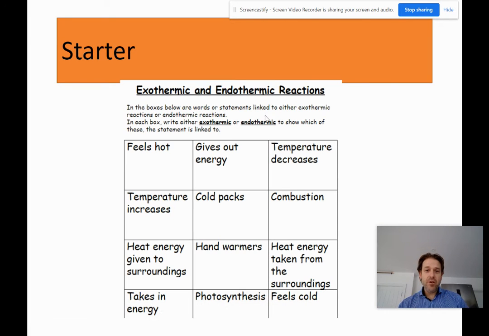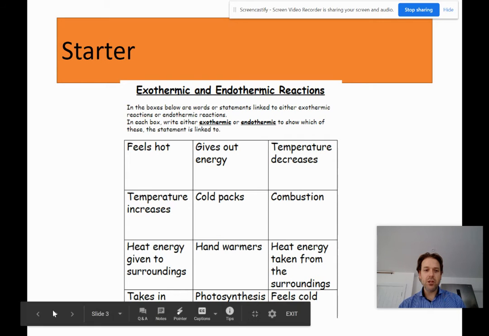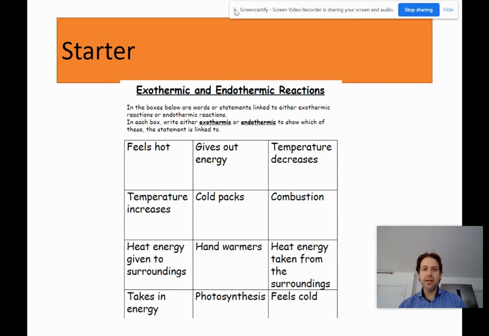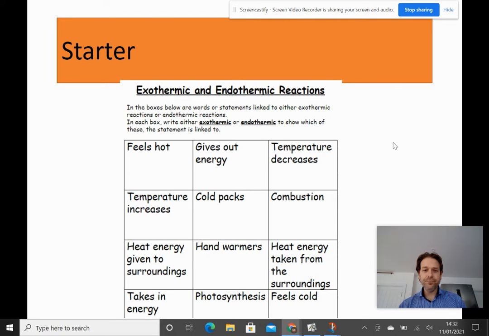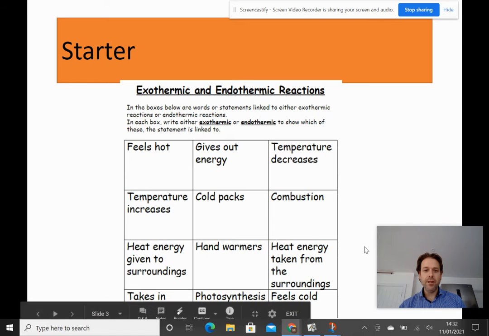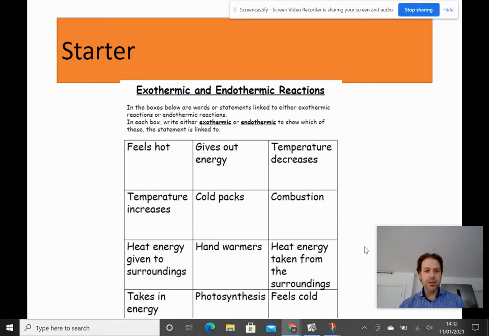So first, quick recap. We've got exothermic and endothermic reactions. What we can see here is that you've got various statements on the slide. If you pause the video now, then you'll be able to have a go and think, right, which of these do I think is exothermic and which do I think is endothermic? And just write down or jot down, make a note of the ones you think are which, and then we'll go through them.